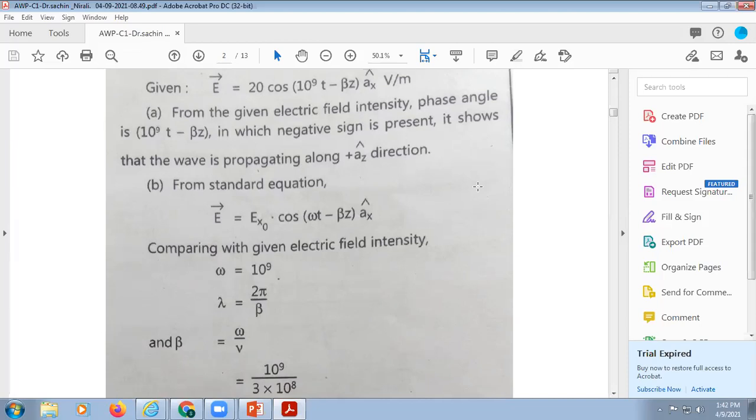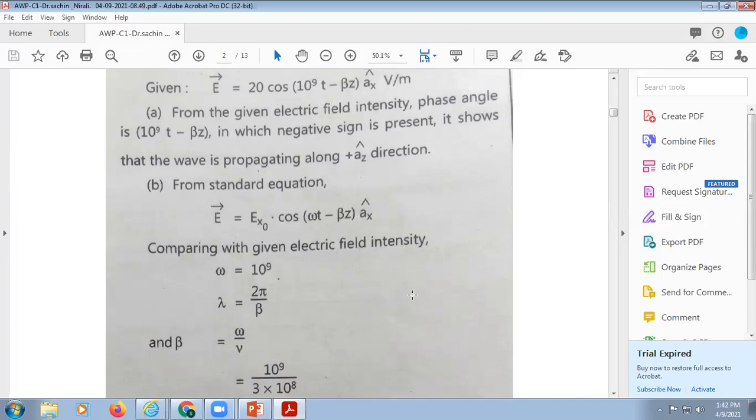Similarly, in the B part, from the standard equation, if we compare our equation, that is E is equal to E0 cos omega t, you will be able to find that omega here will be equal to 10 raised to the power 9. Omega is nothing but the angular frequency, which is 10 raised to the power 9.